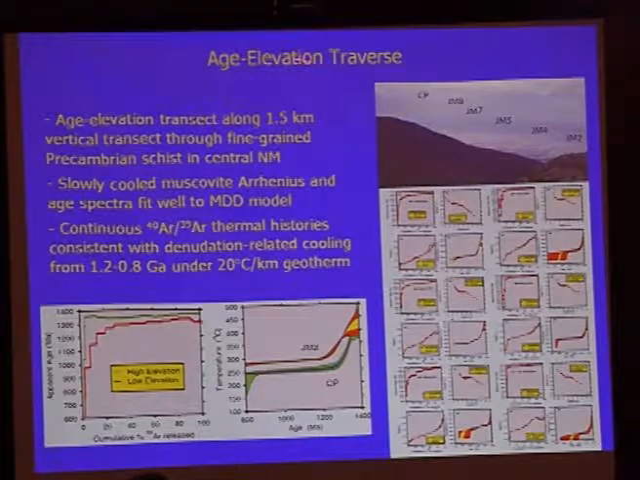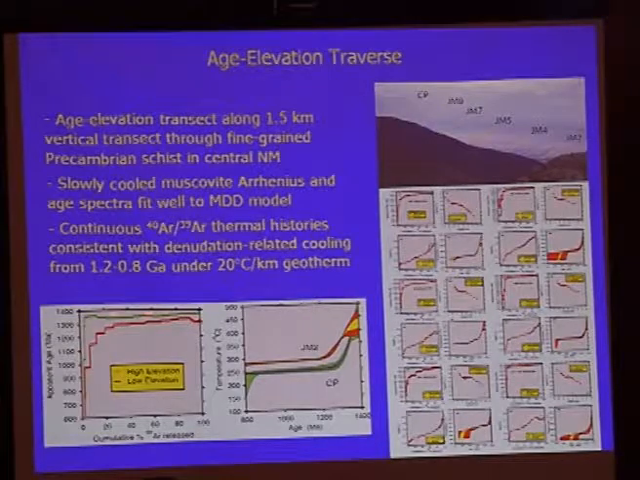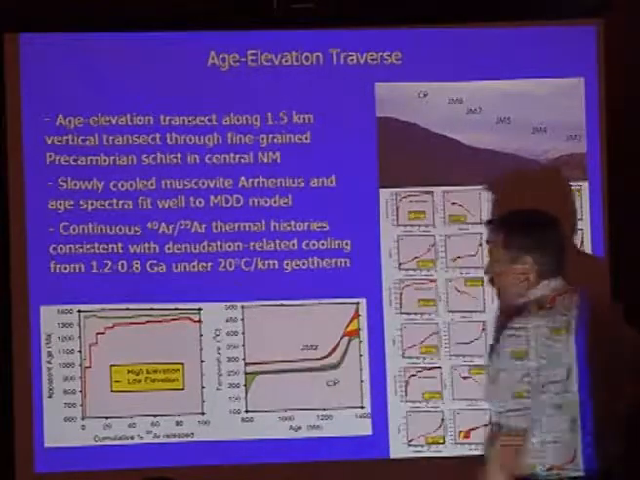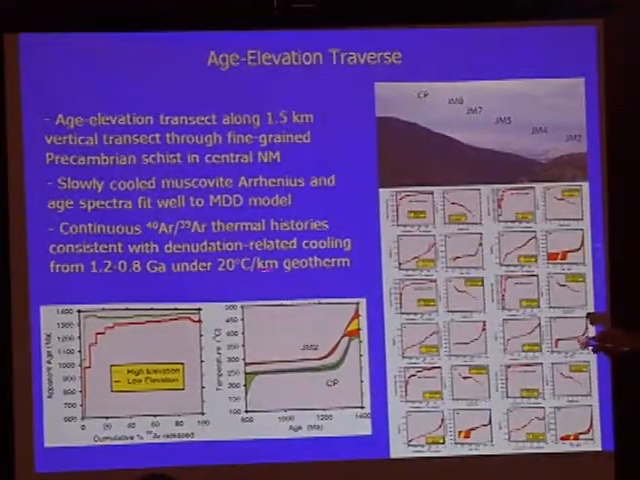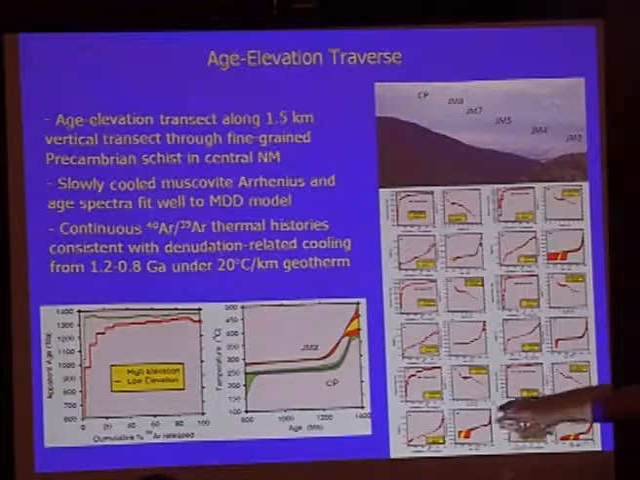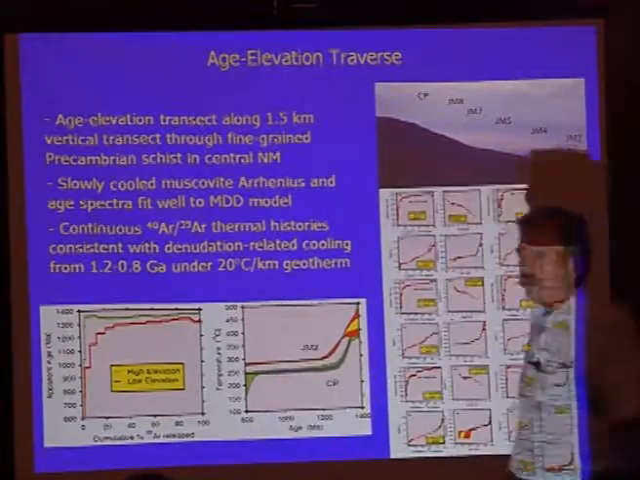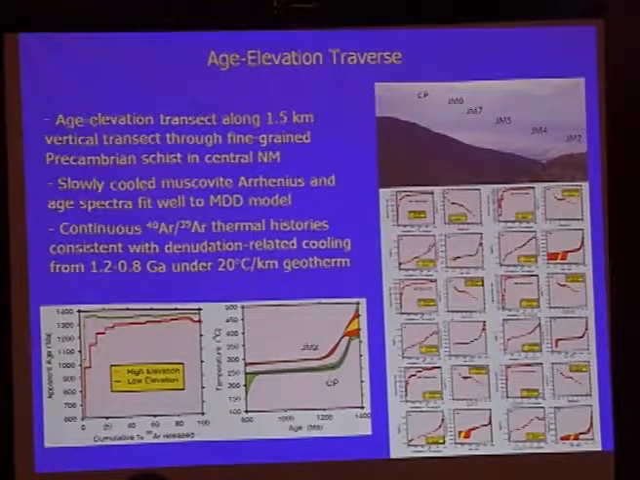Just quickly, we also did, with Matt Heisler, one of these age elevation studies, and the bottom line is here's a lot of data all the way down this mountain in New Mexico, and these are very old samples. You can see here's the sample at the high elevation, the low elevation. We can get continuous thermal histories from the muscovite, and that's telling us that there was a 20 kilometer per degree geotherm between about 1200 and 800 million years. This is information that we really haven't had before. The ability to actually look at paleogeotherms from vertical traverses.